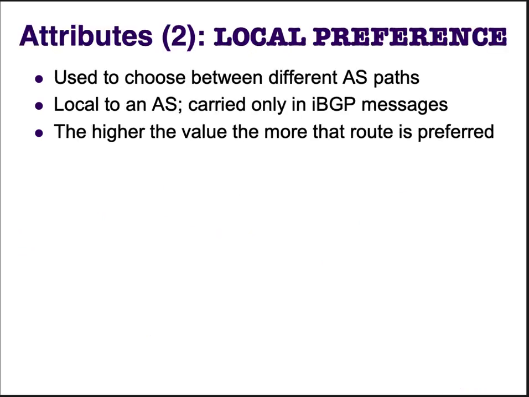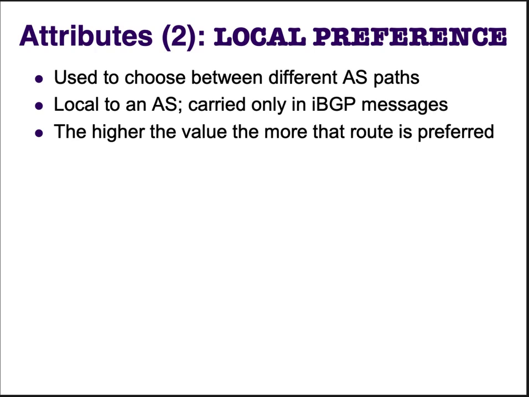Any questions on AS path? It's pretty much doing what we said path vector would do. The second attribute is what we call local preference, or local pref. This is actually where Gao-Rexford gets implemented, and all the routing follows money gets reflected in local pref. So the way local pref is used is to choose between different AS paths.